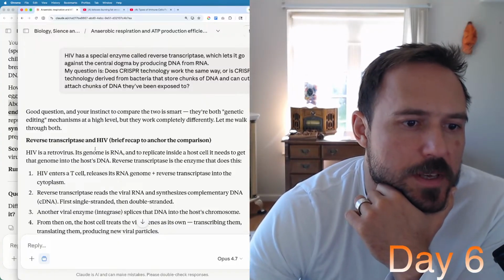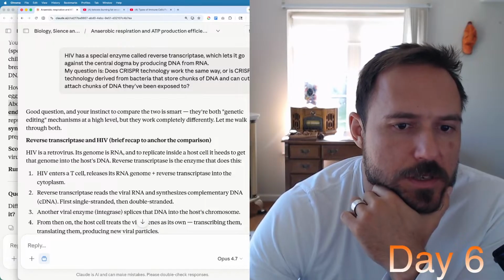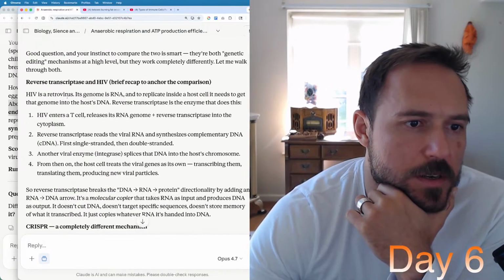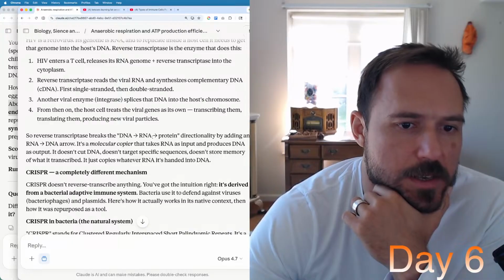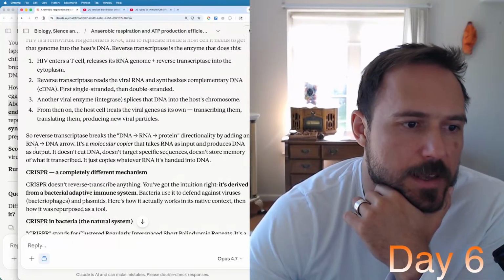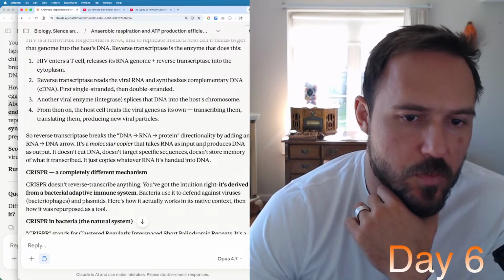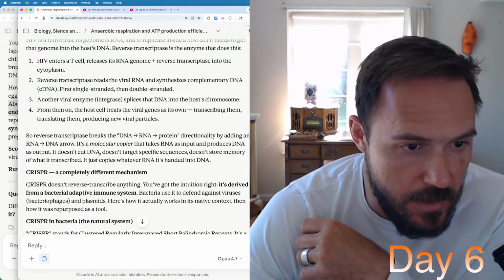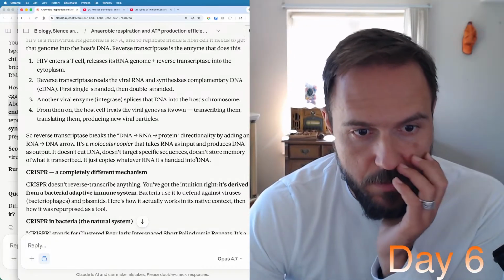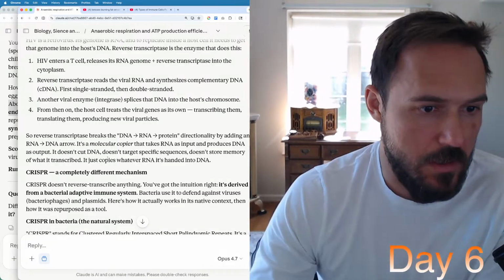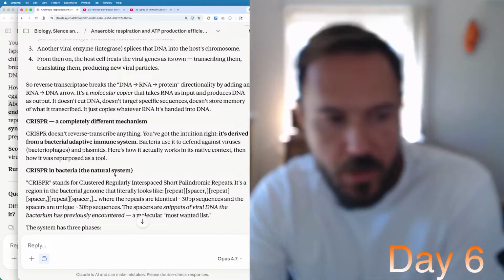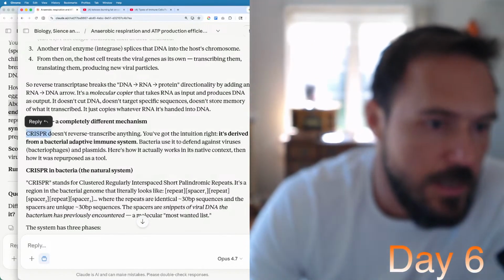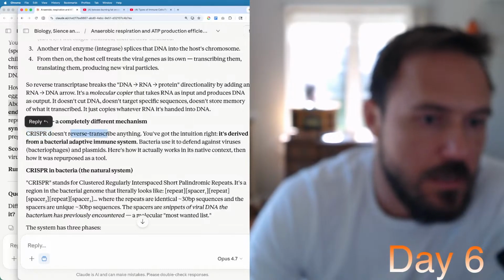Reverse transcriptase and HIV. Brief recap and anchor the comparison. HIV is a retrovirus in genome. So, reverse transcriptase breaks the DNA, RNA, protein directionality by adding an RNA to DNA arrow. It's a molecular copier that takes RNA as the input and produces DNA as the output. It doesn't cut DNA, doesn't target a specific sequence, doesn't store memory of what it transcribed. It just copies whatever RNA it's handed into DNA.